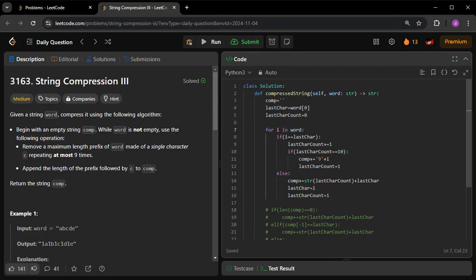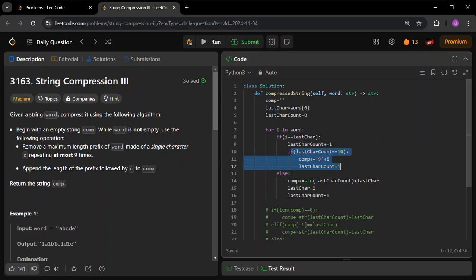Okay, so what I'm doing: if i is equal to the last character, that is, if the current character matches the last character. When I'm starting the loop, initially the last character itself is word of 0, so in the first comparison this will always match. So what we are doing is incrementing the last character count. Then this part comes.